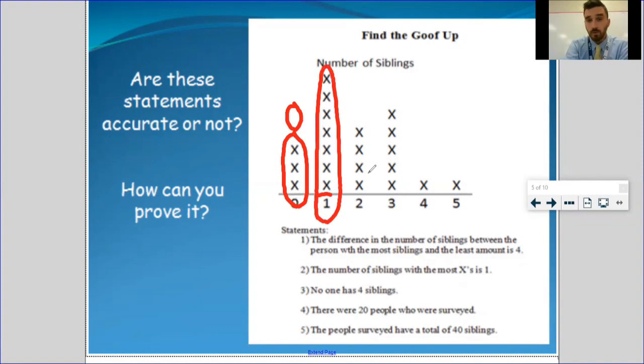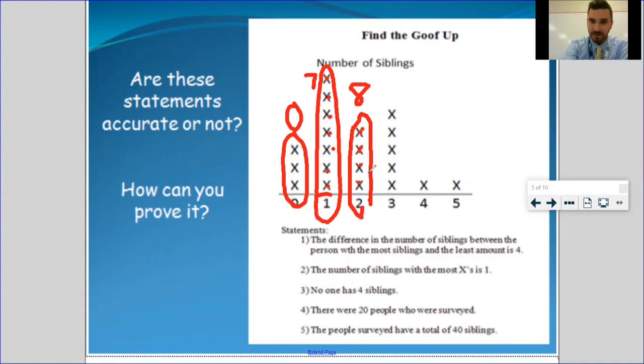So we're trying to get the total number of siblings. You got 1, 2, 3, 4, 5, 6, 7. So 7 there. This is where it gets tricky. This row here, those 4 people each have 2 siblings. So that means 2 here, 2 here, 2 here, 2 here. You got to skip count. 2, 4, 6, 8. Okay.